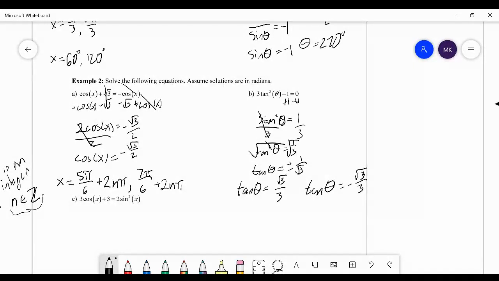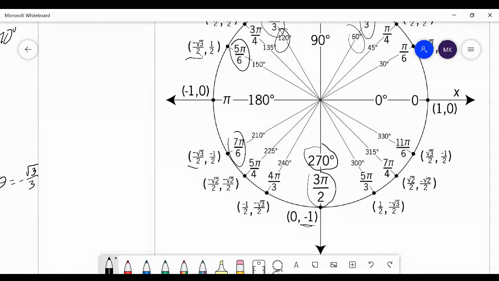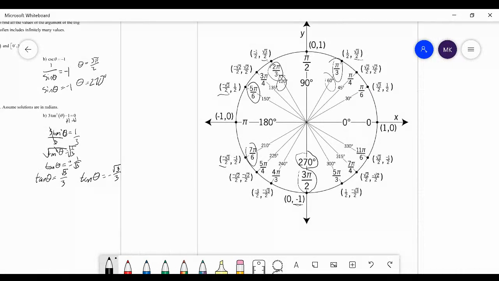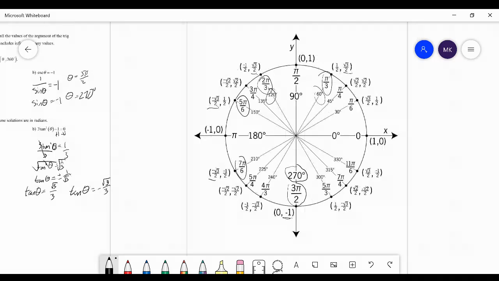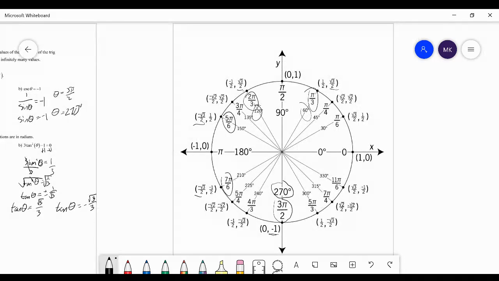Well, we need to look over at our unit circle and identify which angles have either positive root 3 over 3 or a negative root 3 over 3 for their tangent. And if you remember, tangent is the y value over the x value. So we come back over here and we look. We know we need a positive version, and so we can get that from this first quadrant here. So we're looking for a root 3 over 3. And since it's y over x, let's look at this first one here.